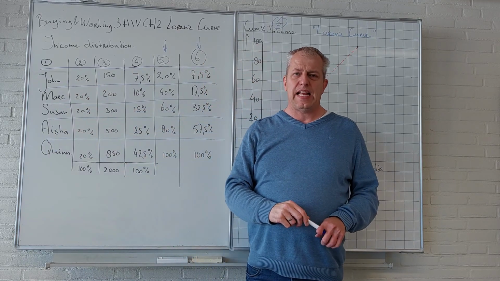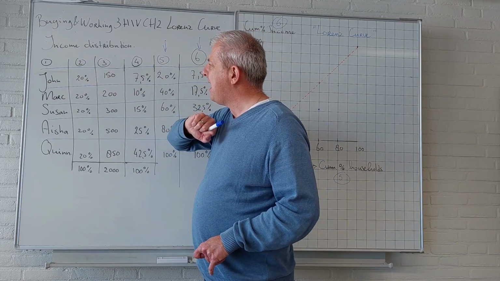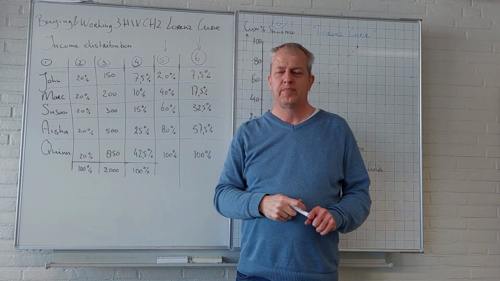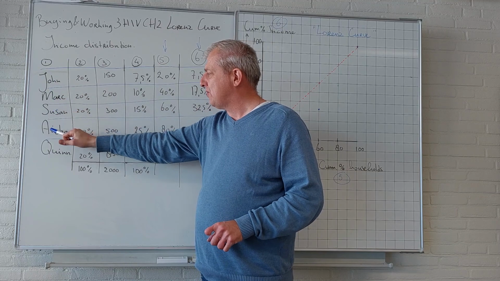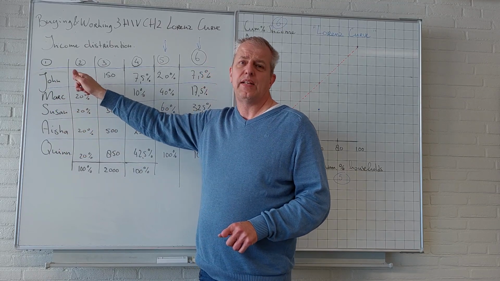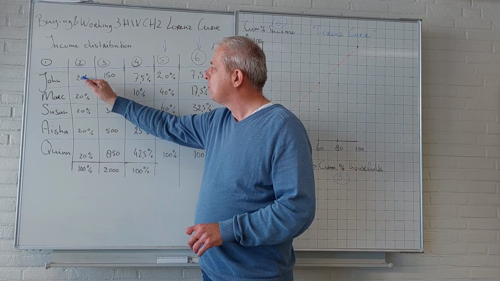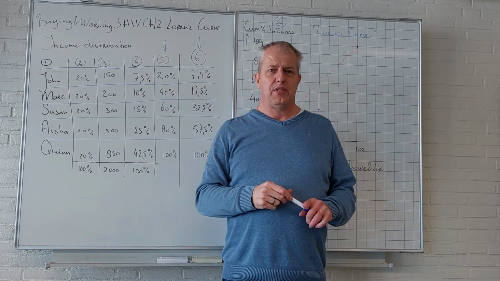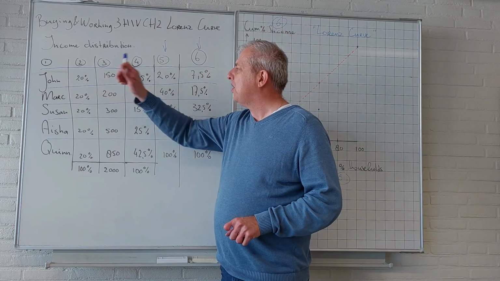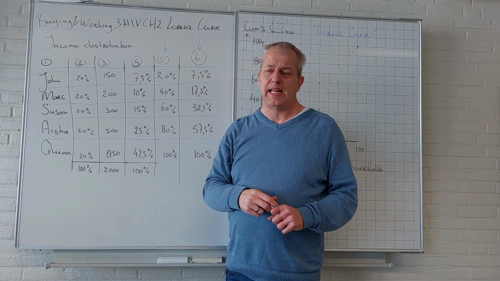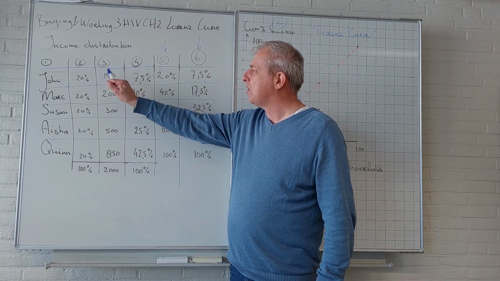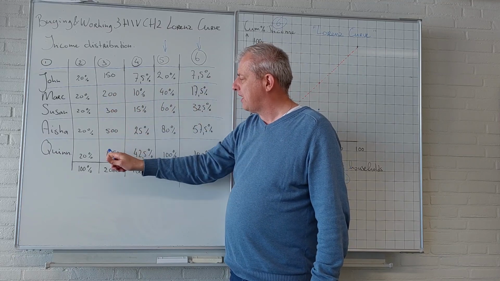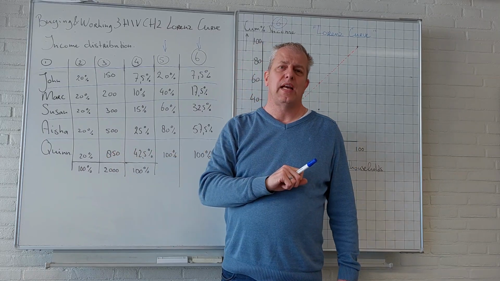The second step that you take is that you write down what percentage each person is compared to the group. Well, there's 5 persons here, so each person consists of 20% of the people in the group. So 20, 20, 20, 20, and 20. The third step you take is you write down what they earn, their income. And I explain from low to high. So John makes 150, Mark makes 200, Susan 300, Aisha 500, and Quinn, he earns 850.